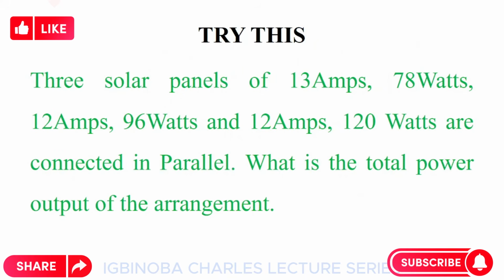So you can try this and leave your answer in the comment section. 3 solar panels of 13 amps 78 watts, 12 amps 96 watts, and 12 amps 120 watts are connected in parallel. What is the total power output of the arrangement?